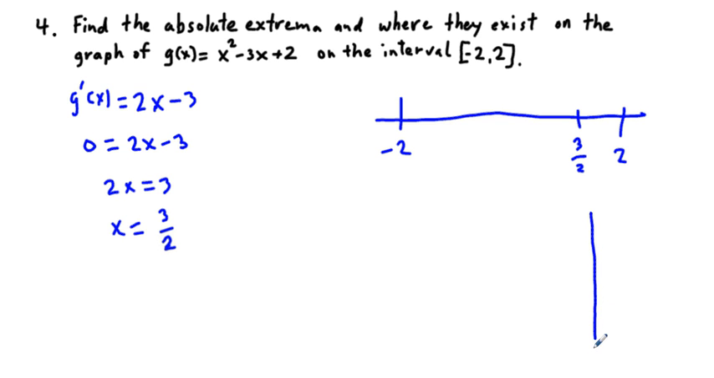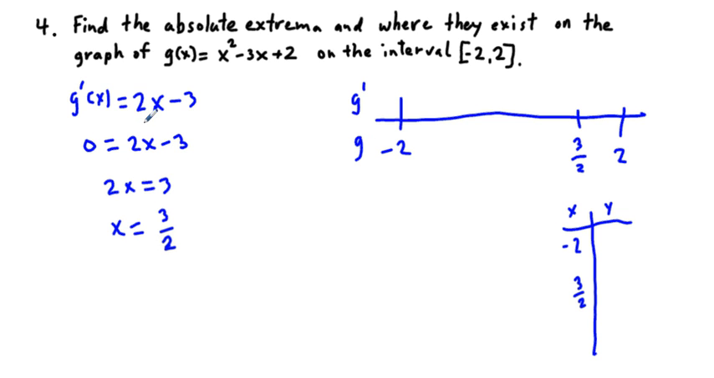Our candidates test is going to be our endpoints. So we have x, y. We're going to have negative 2 as a candidate for an extrema, and 3 over 2, since 3 over 2 is a critical number. And if we would further, we should just go ahead and put g prime and then g.